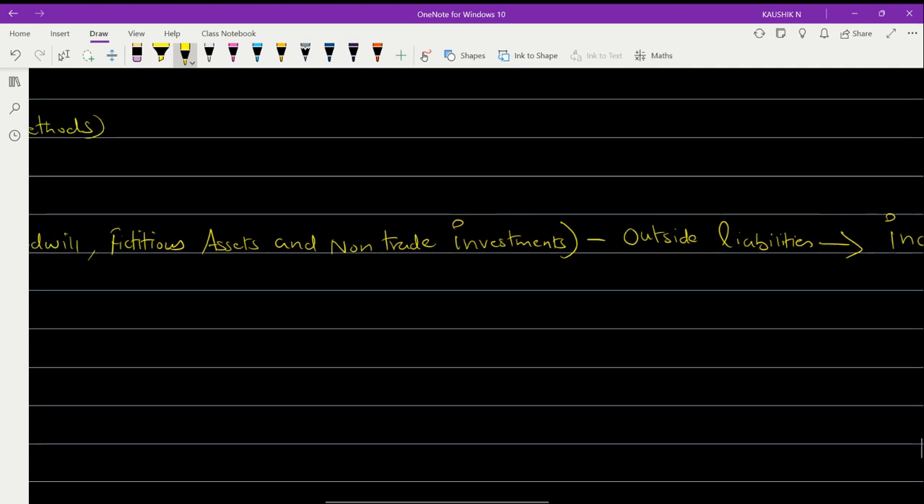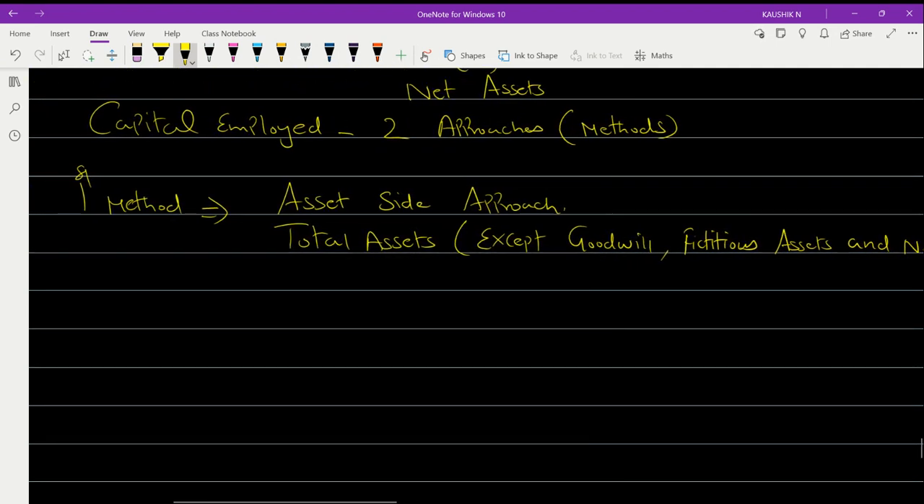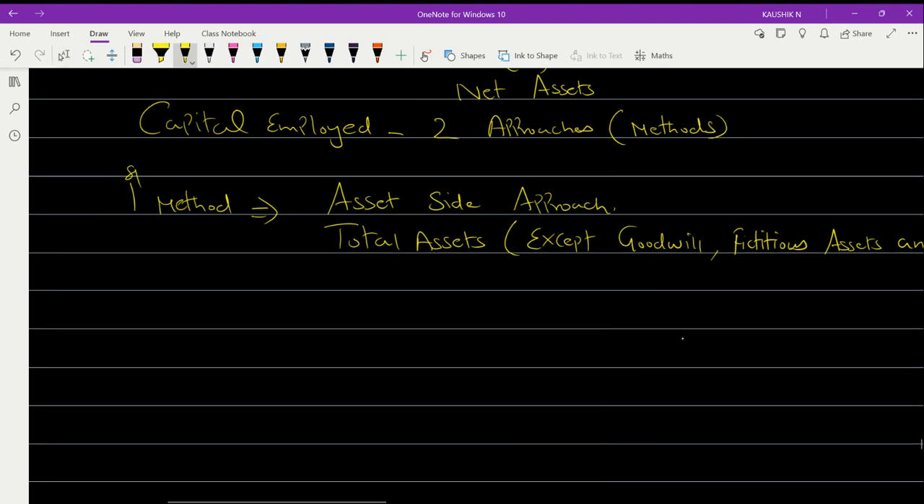Yes, sir. Okay. So this you will use to find out the amount of capital employed under the asset side approach. So this is what the formula is. Okay. So, capital employed. The second method, or we say the second approach.